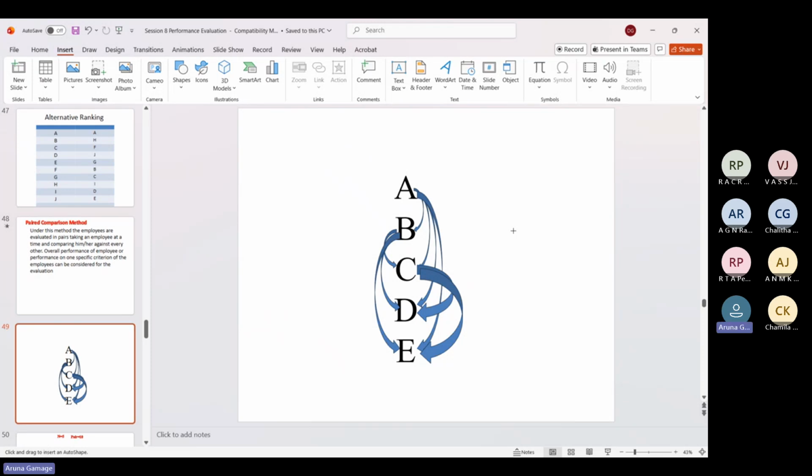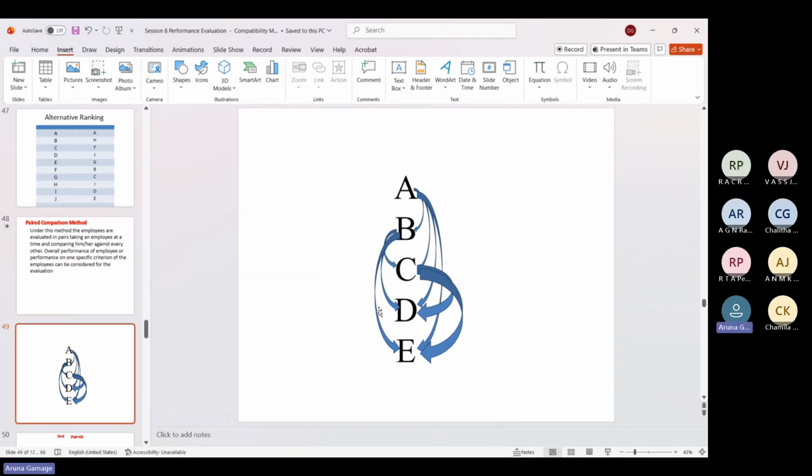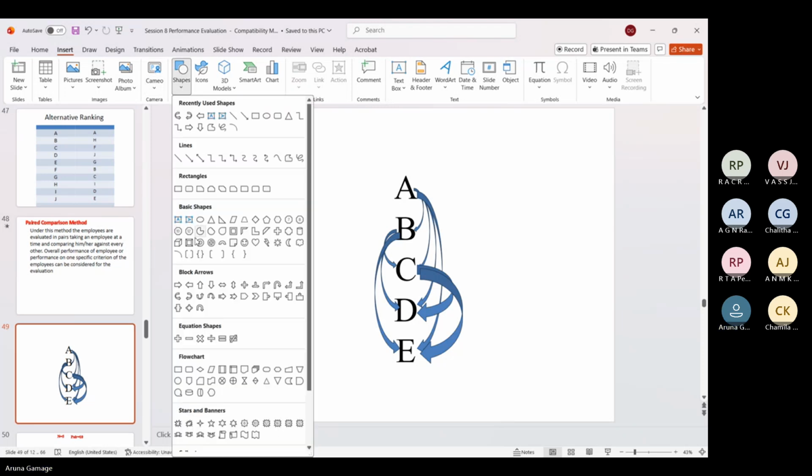What is that comparison? Only one comparison. I have compared A with all the others, B with all the others, C with all the others. One more comparison. What is that? Do you notice? How about D with E? D with E.